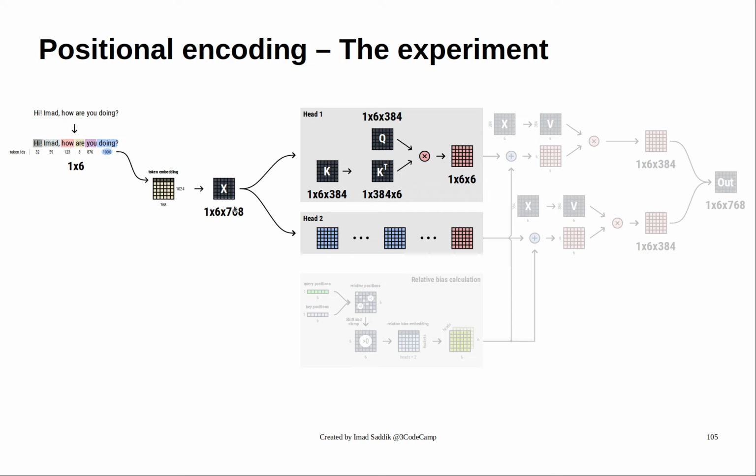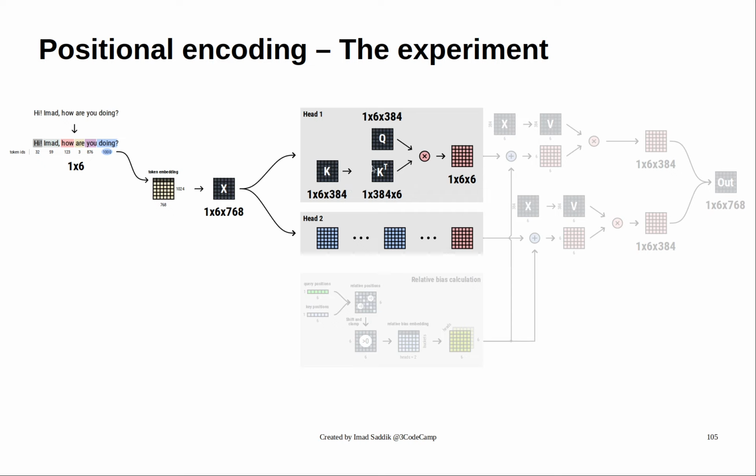And here I said that we will create tensors of the same size, but you can see that the shape is not the same. Here we have 1 by 6 by 384. 384 is just this value divided by the number of heads. Since we have 2 heads, we will divide 768 by 2. This will give us 384. So we create these 2 tensors, k and q.